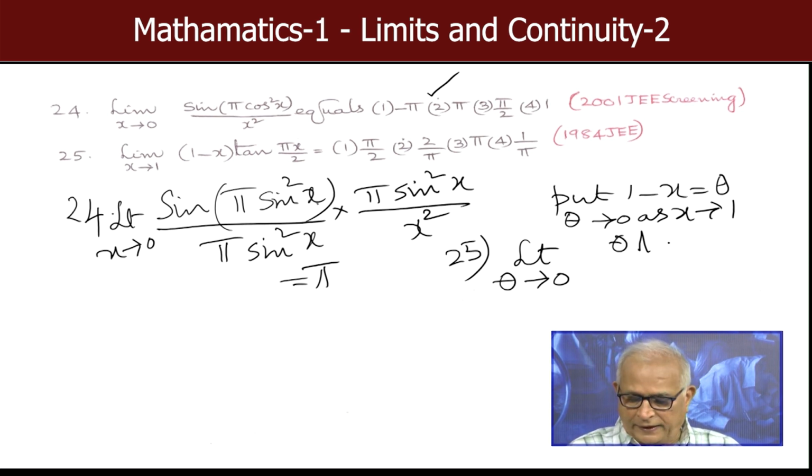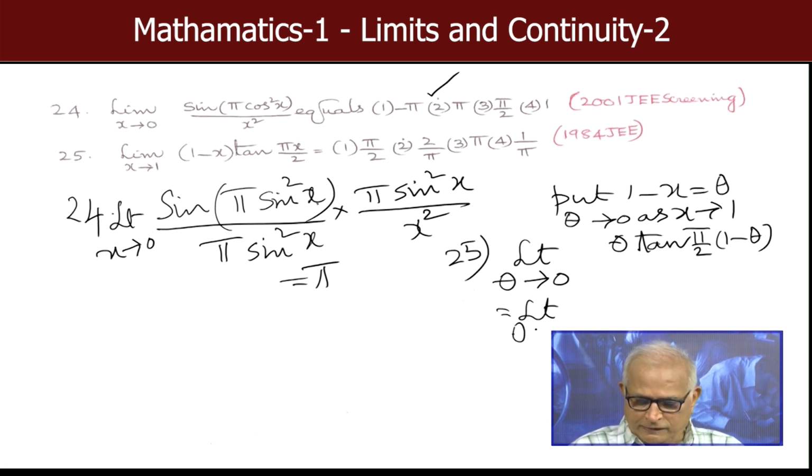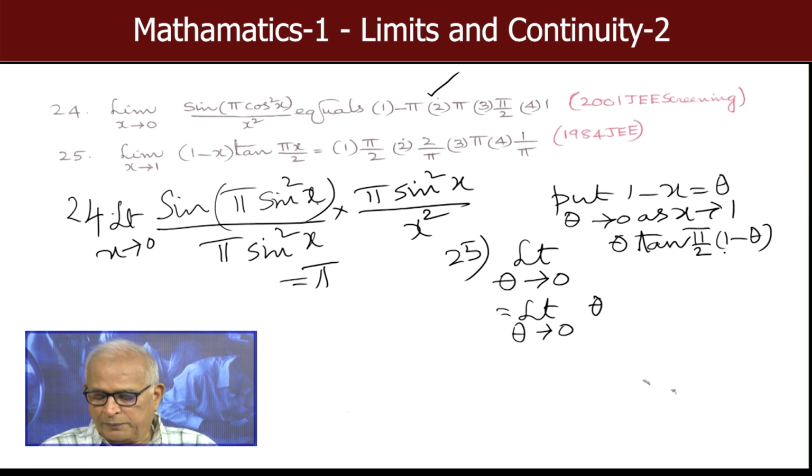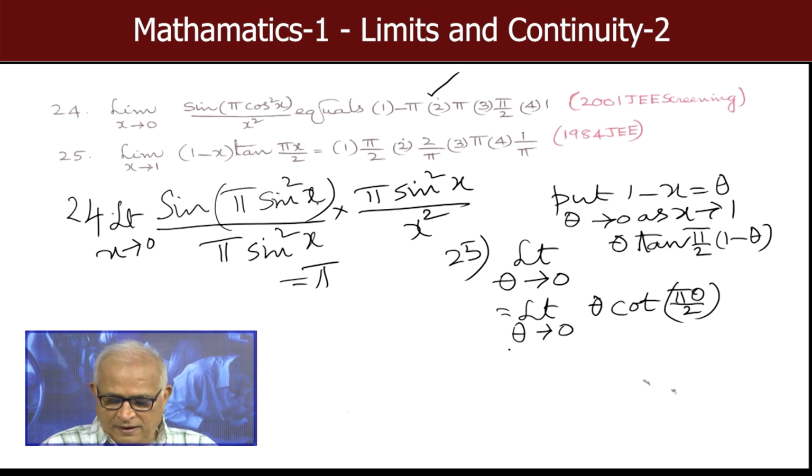Theta tan pi x by 2. Pi by 2 into x is 1 minus theta. Follow? X is 1 minus theta. When 1 minus x is theta, x is 1 minus theta. Or this is limit theta tends to 0 theta tan of pi by 2 minus pi theta by 2. Tan pi by 2 minus alpha is cotangent alpha. So cotangent pi theta by 2. Follow? Or this can be written as limit theta tends to 0 theta by tan pi theta by 2.